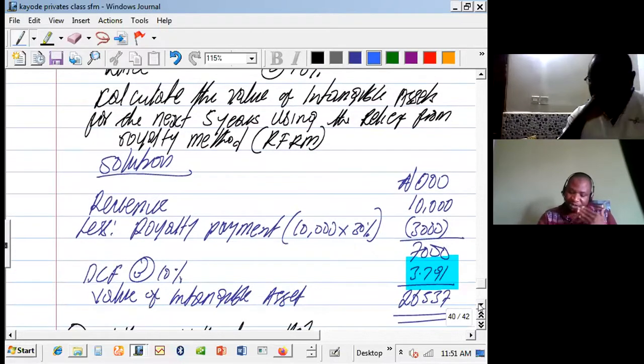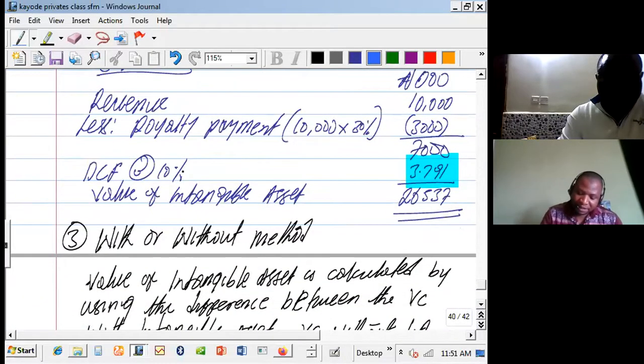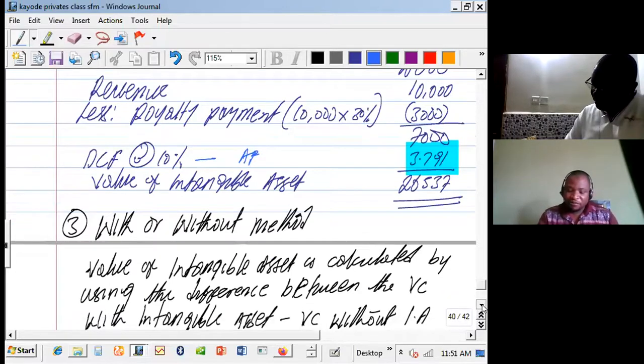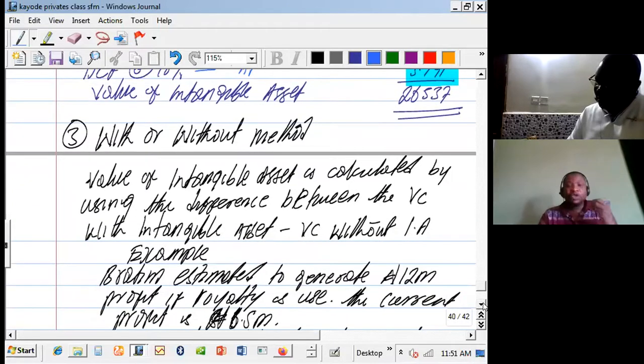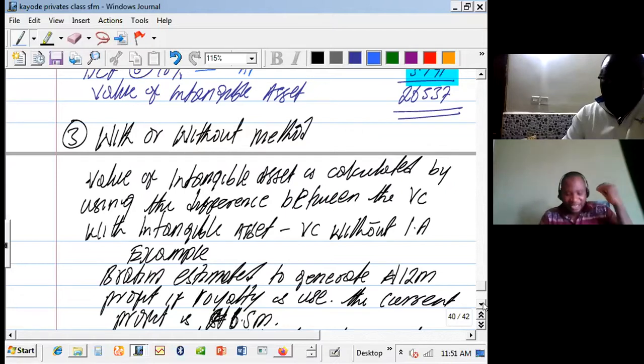Solution, we take revenue of 10 million less royalty payment of 3 million, which is 10% of 10 million. Then we have 7 million. We now discount it at 10%. Please, this is annuity factor. 10% year 5, because the examiner says year 5. We now have value of intangible asset at 26,537,000. Then we go to method number 3 for estimating intangible asset under the income approach.